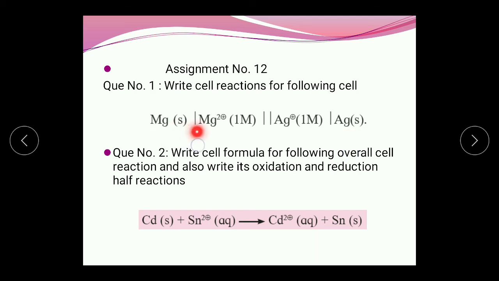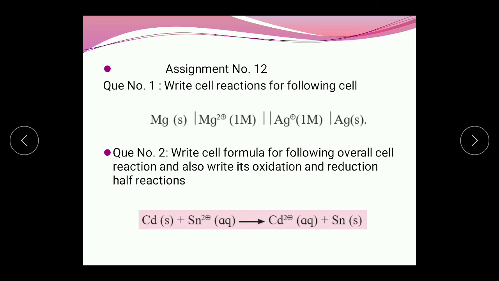That means Mg gives Mg²⁺ plus 2 electrons, which will be the anodic half reaction. Ag⁺ plus electron gives Ag will be the cathodic half reaction. But the number of electrons will not match. Then what you have to do? You have to multiply the cathodic half reaction by 2. That is enough. So both the reactions will have 2 electrons and finally you will get the overall cell reaction.